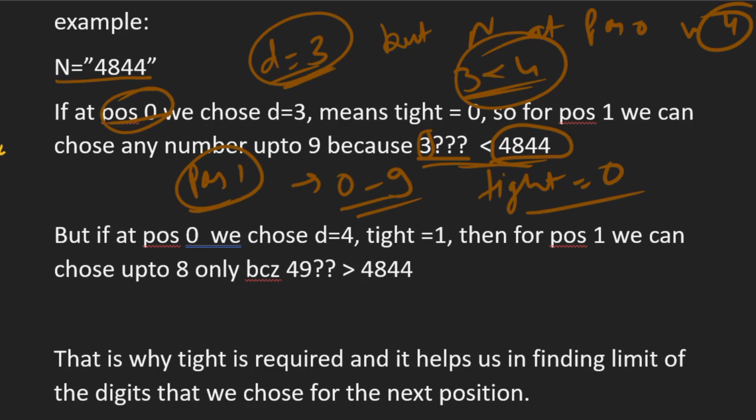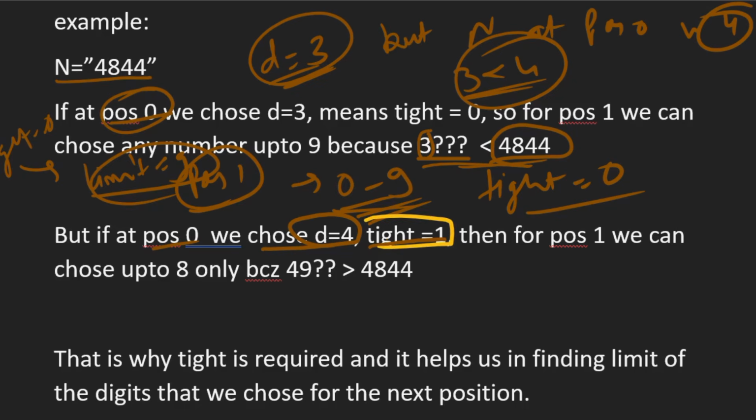So here, if tight is equal to 0, then our limit will be 9, that we can choose any number from 0 to 9. But suppose at position 0 we have chosen d is equal to 4, then we have to make tight is equal to 1, right? We have to make tight is equal to 1.